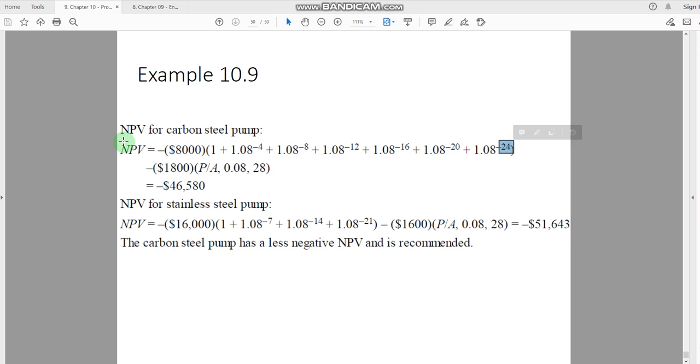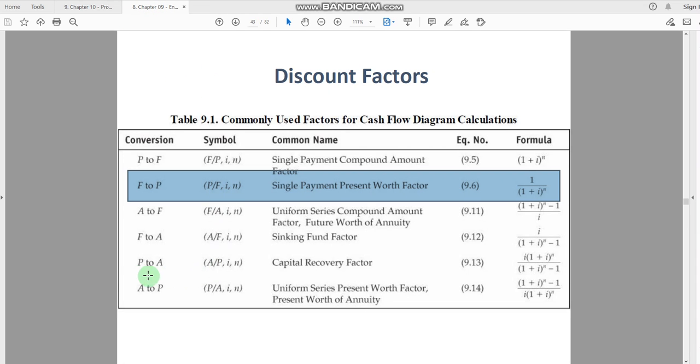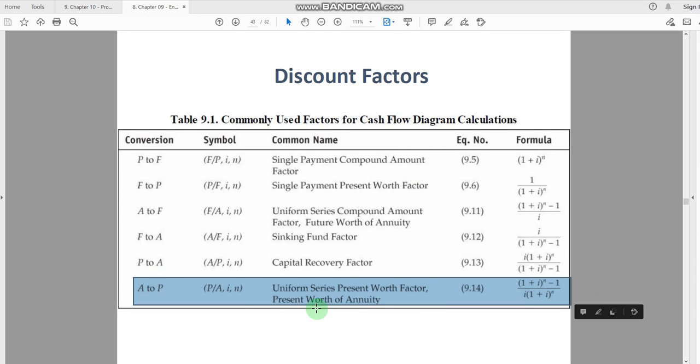Okay, now this is the analysis for the equipment, and now you have to do the analysis for the operating cost also. So for this you have to use the equation. The annuity is given here, which is 1800, which is the operating cost, and you have to estimate the present value. So you have to simply use this equation, P divided by A. So you can multiply the annuity on the right hand side, and you can solve the equation to get the present value for the operating cost.